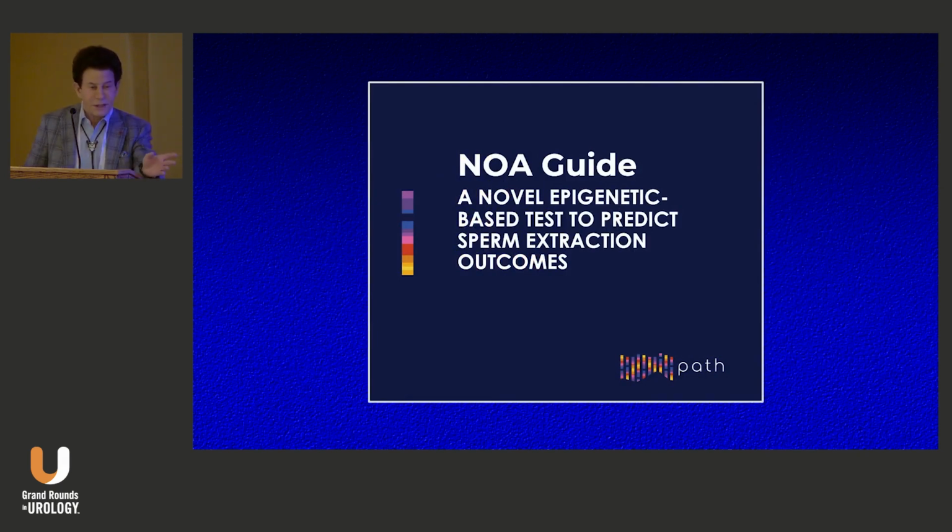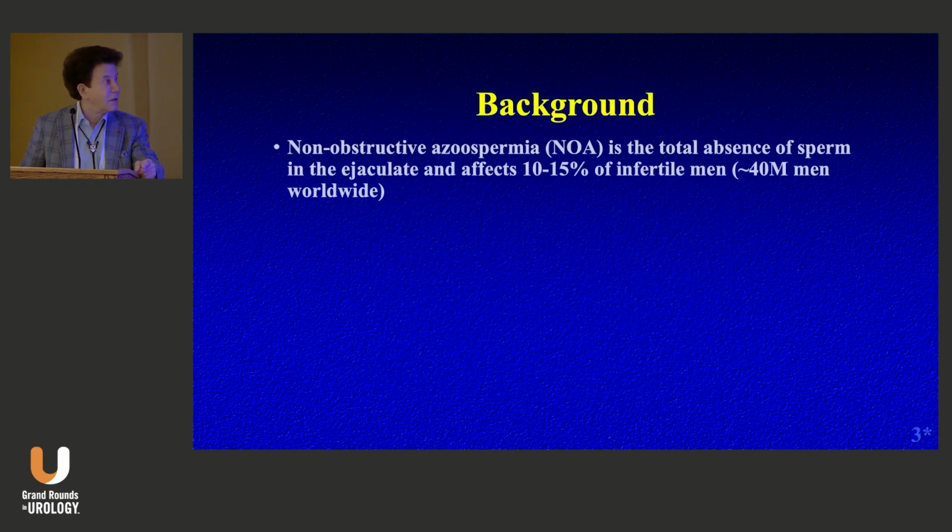A fascinating test that has spun out of the same epigenetic laboratory is what's called NOA, non-obstructive azoospermia. It's a guide to treatment of sterile men. It's a novel epigenetic-based test to predict whether there's going to be sperm in that testicle. So non-obstructive azoospermia, NOA, is the total absence of sperm in the ejaculate. It affects 10 to 15% of men, but that adds up to 40 million men worldwide.